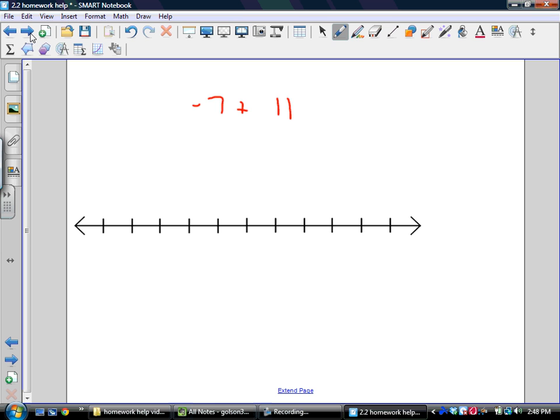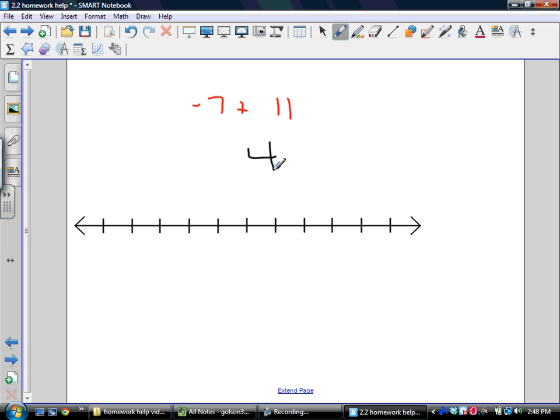Okay, we're not done yet, pause it, because I'm going to tell you the answer. If I use my rule, these have different signs. So I want to use the sign of the bigger, which is 11. So my answer will be positive. And then I'm going to subtract these. And 11 minus 7 is 4. So my answer will be positive 4.